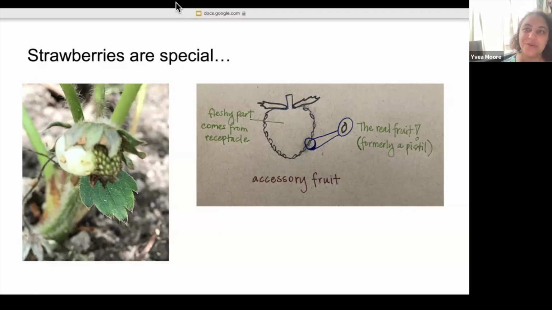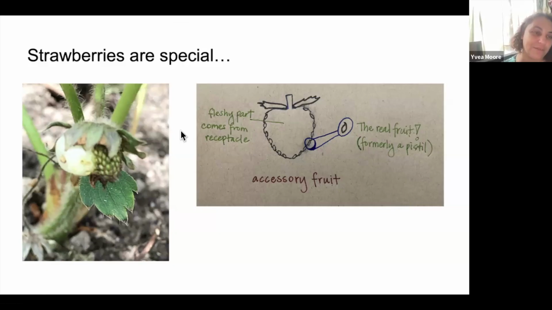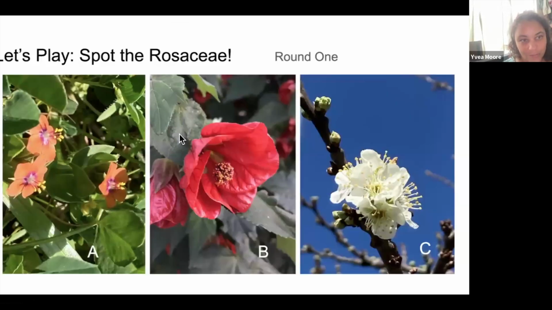All right. I know that we're almost at time, so the next part we'll have to get through a little fast, and I apologize. Any other questions before we get to the final part? If there's no questions, then here's the part that some people love and some people maybe don't. We're going to play a little game. It's called Spot the Rosaceae.